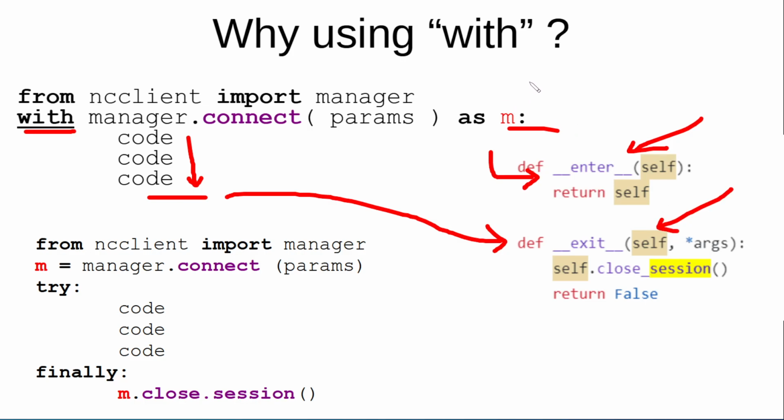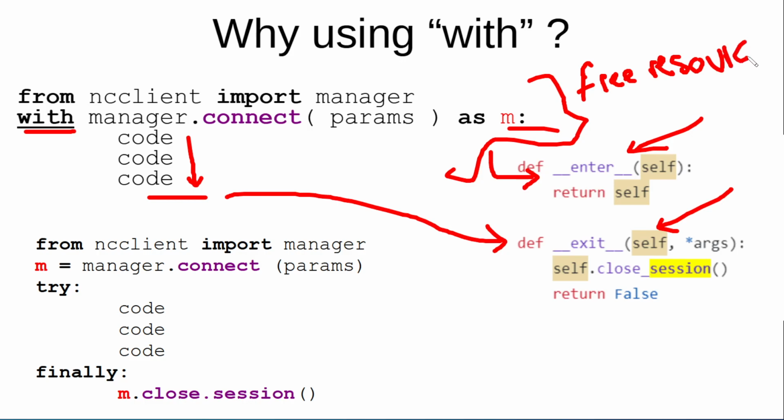But why are we using this? The objective of this is to free resources, because you don't want your programs to accumulate resources and then keep them without freeing them. You can use this, for instance, if you want to open a file and you don't want to leave that file open, you want to close it. And in the case of NetConf, you want to open a session, but you don't want to leave a session open after your program finishes. You want to close your sessions, because remember that, for instance, many devices only support 4 sessions.